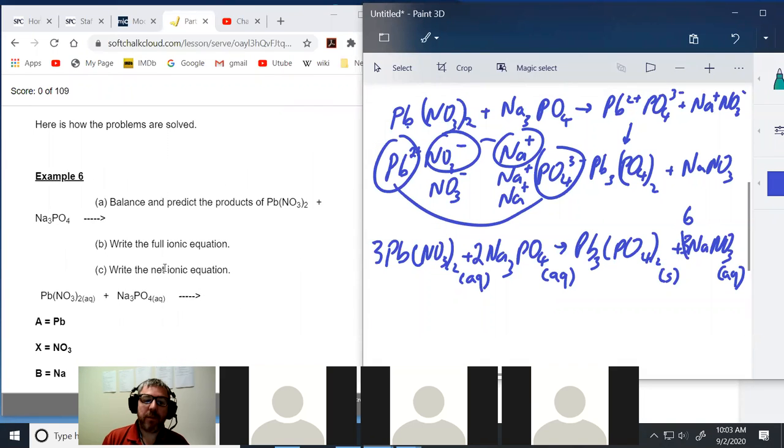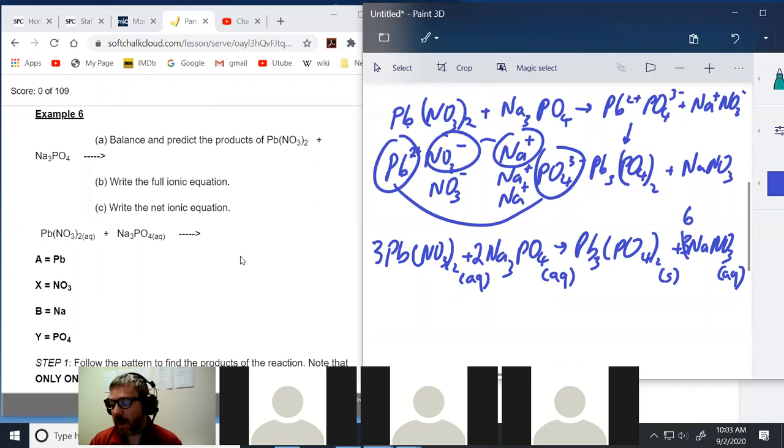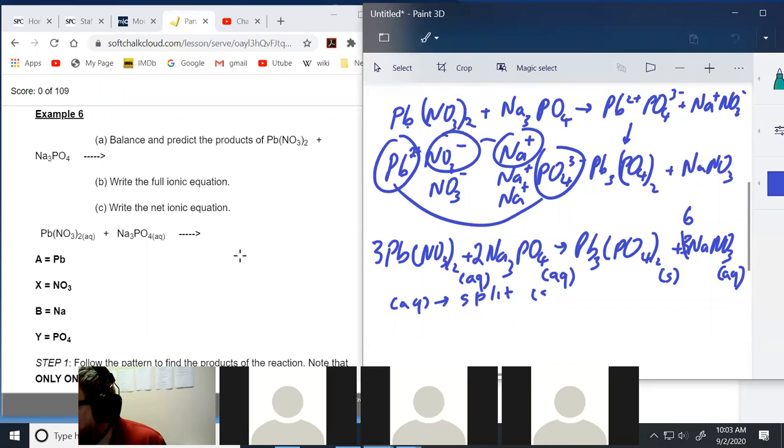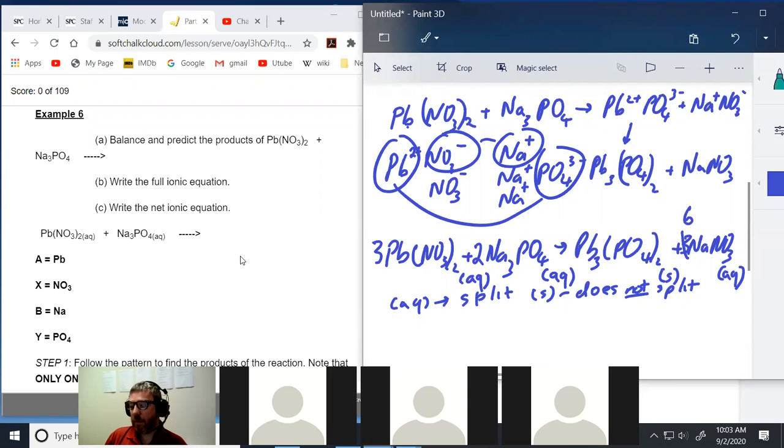So looking at the other things, we need to write a full ionic equation and a net ionic equation. We'll do the full ionic equation first. With the full ionic equation, what happens is that the aqueous compounds will split into ions. Now, solid does not split. And that's key.